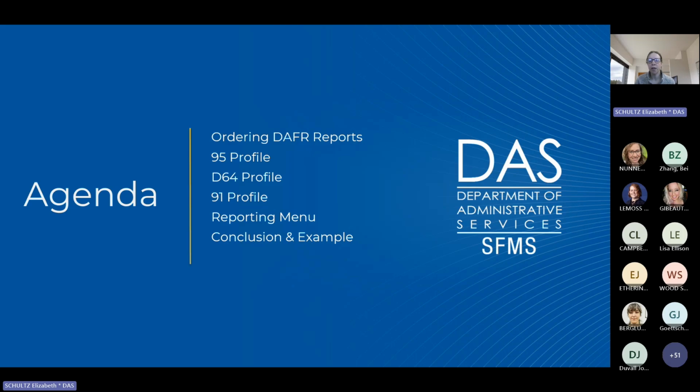So the agenda for today, we were going to go over a couple different topics specific to reports. We're going to start off by talking about how to order DAFR reports, give you some basic information that's going to help you throughout the rest of the training. We'll also be talking about specific profiles or screens in RStars that relate to ordering reports. So we'll go over the 95 profile, the D64 profile, the 91 profile. We'll talk a little bit about the reporting menu where you can find all the information in RStars. And at the end, we'll go through a conclusion and walk through an example of how you would order a DAFR report.